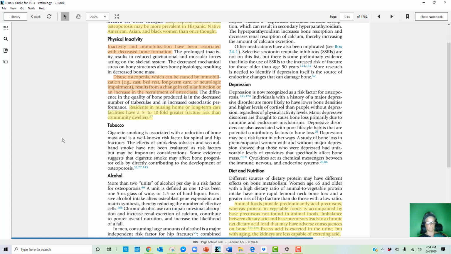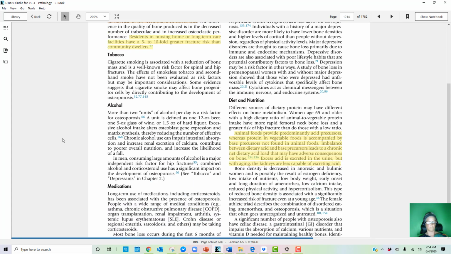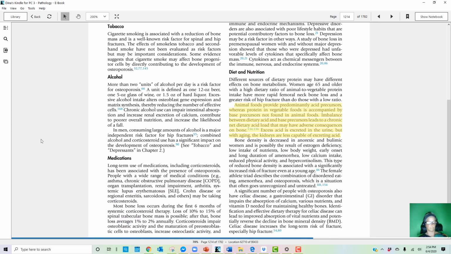Tobacco. Cigarette smoking is associated with a reduction of bone mass and is a well-known risk factor for spinal and hip fractures. The effects of smokeless tobacco and secondhand smoke have not been evaluated as risk factors but may be important considerations. Some evidence suggests that cigarette smoke may affect bone progenitor cells by directly contributing to the development of osteoporosis.